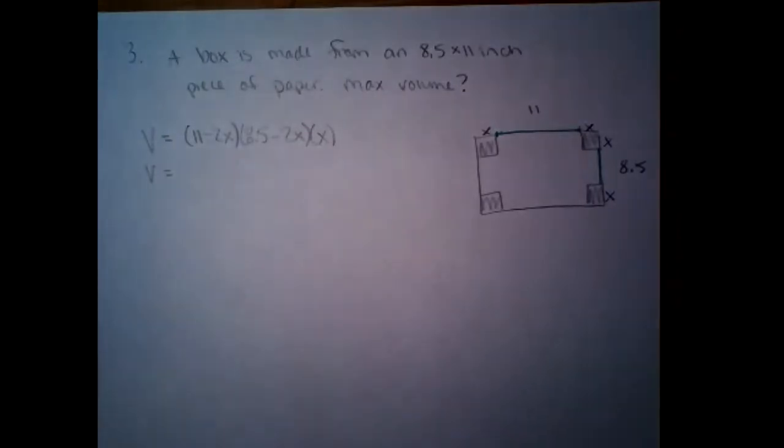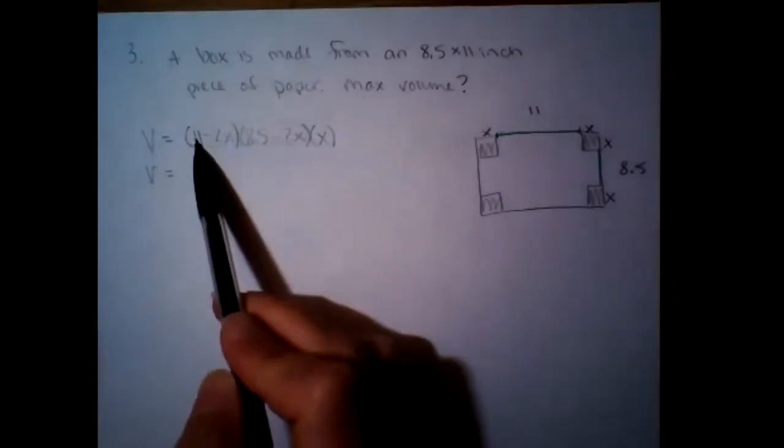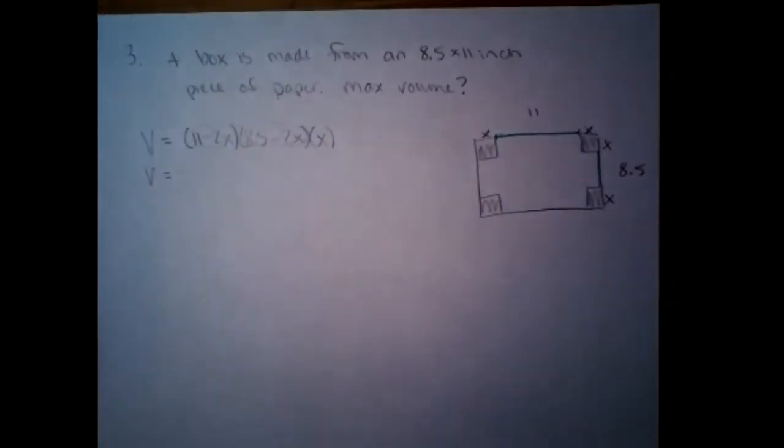All right, so first I'm going to multiply these two together. So 11 times 8.5. I'm just typing that in. Whoops, messing up my button pushing there. 93.5.